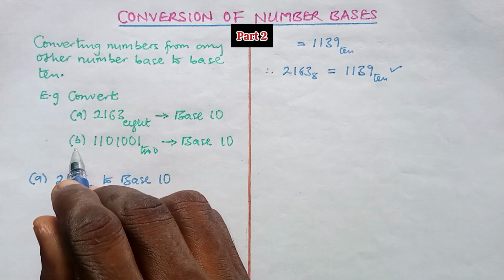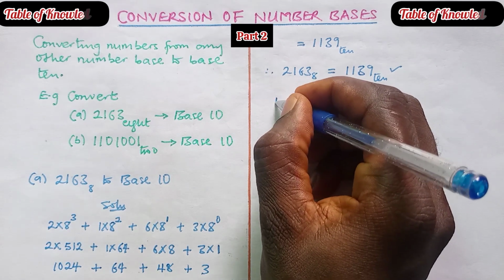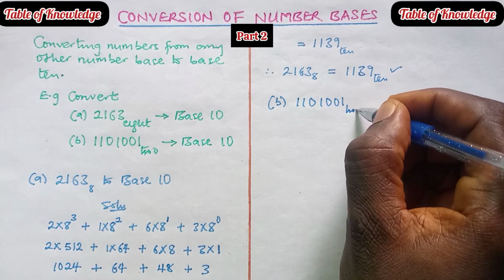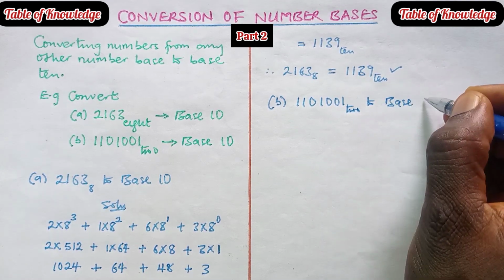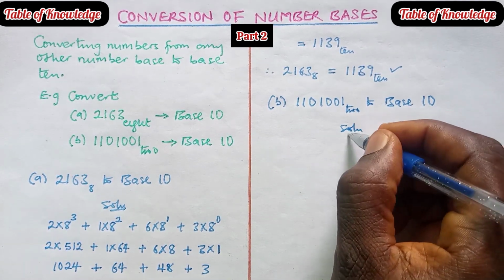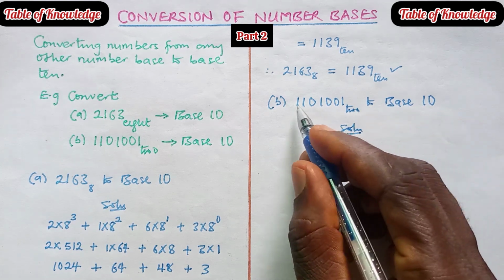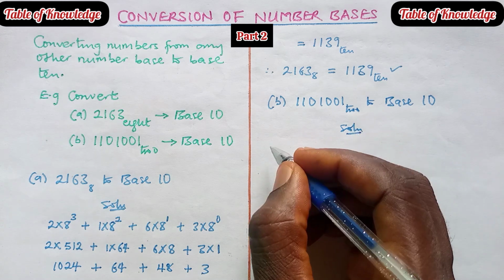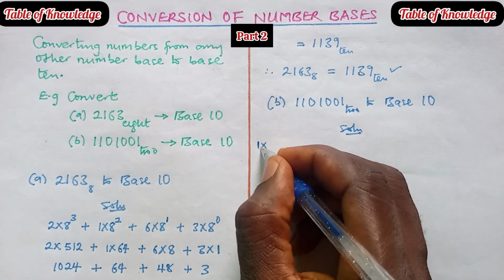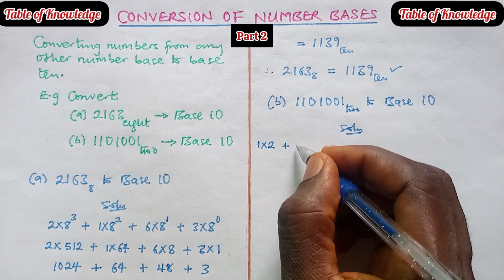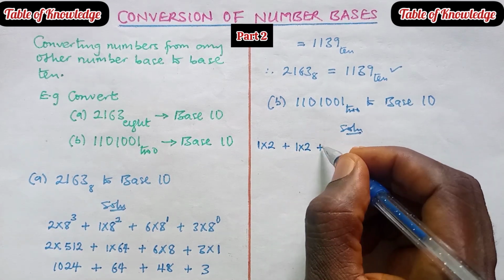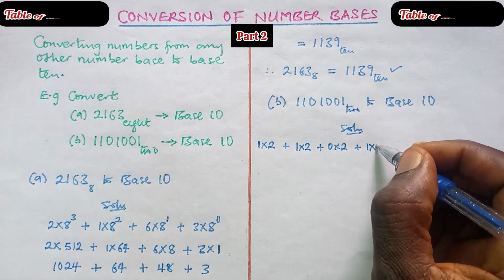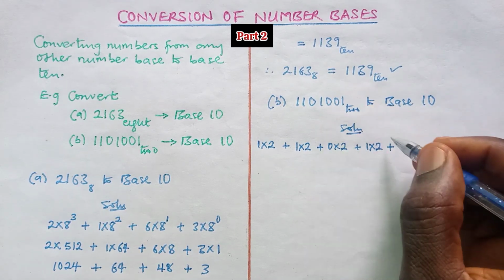We move on to the next number, which is binary numbers. We are converting it to base 10. 110101 in base 2 to be converted to base 10. So similarly, we are going to use each of the digits of the binary number to multiply 2 raised to the power of the remaining digit. So we start with 1 times 2 plus next number 1 times 2 plus 0 times 2 plus 1 times 2 plus 0 times 2.